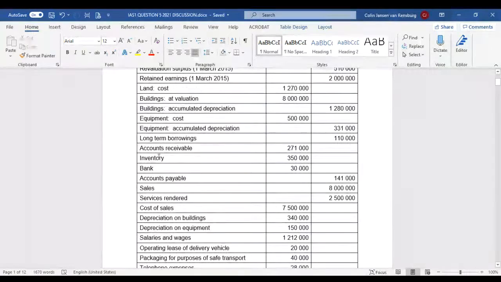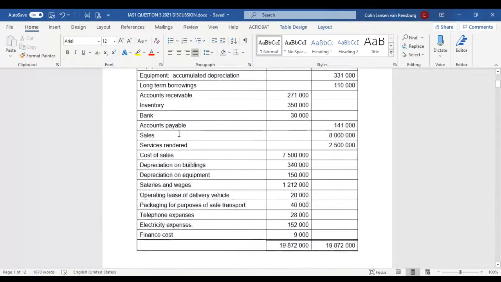We've got accounts receivable, inventory, bank. Okay, those three, they are part of our current assets. Then we've got accounts payable, that is going to be a current liability. And then we've got things like sales, services rendered, cost of sales, depreciation on buildings, depreciation on equipment, salaries and wages, operating lease of delivery vehicle, packaging for purposes of sale, telephone expenses, electricity expenses, and finance costs.